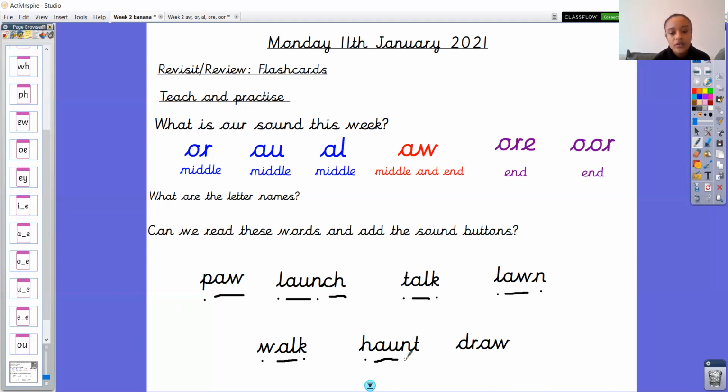H, or, haunt, like a haunted house, or I've been haunted. Okay, let's use our robot arms. Ready? 1, 2, 3. H, or, haunt. Brilliant. And then back to our last one, back to the AW spelling pattern again at the end this time.